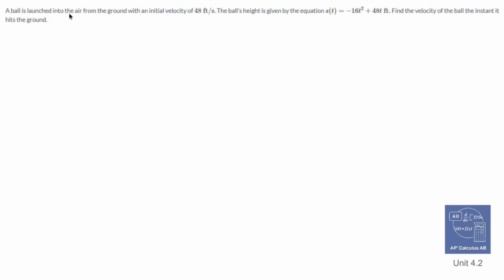A ball is launched into the air from the ground with an initial velocity of 48 feet per second. The ball's height is given by the equation s of t equals negative 16t squared plus 48t feet. Find the velocity of the ball the instant it hits the ground. So first thing I need to do is find out when it hits the ground. I'm going to take the position function and know that this has to do with height.